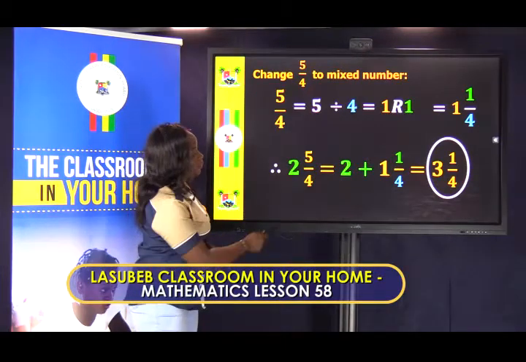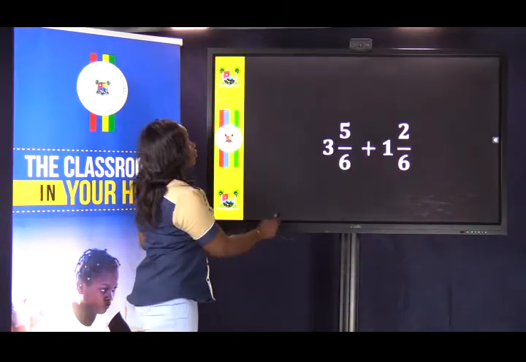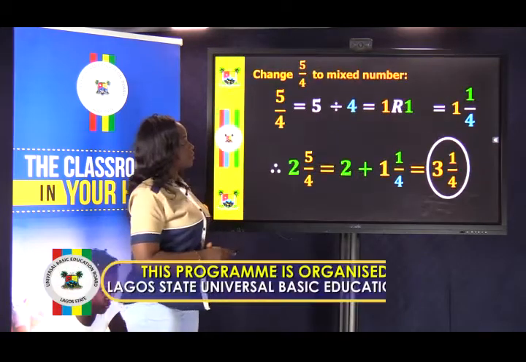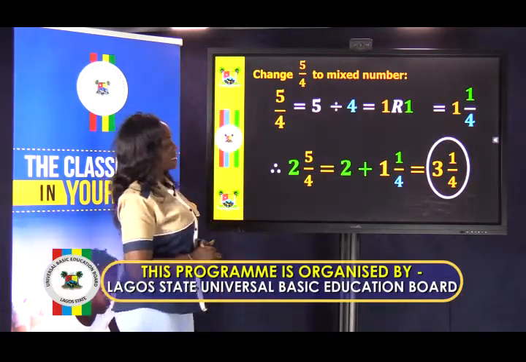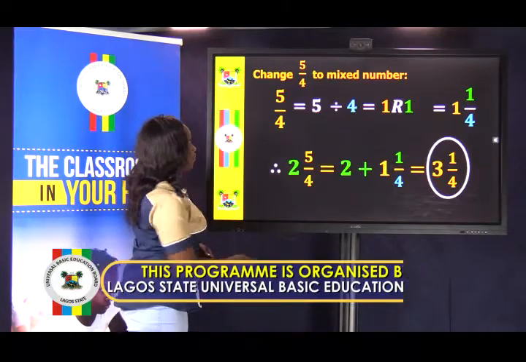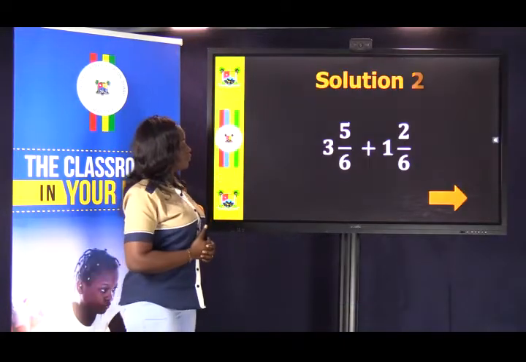So you say 2 plus 1 is equal to 3. Then we have 1 over 4. So our final answer is 3 whole number 1 over 4.